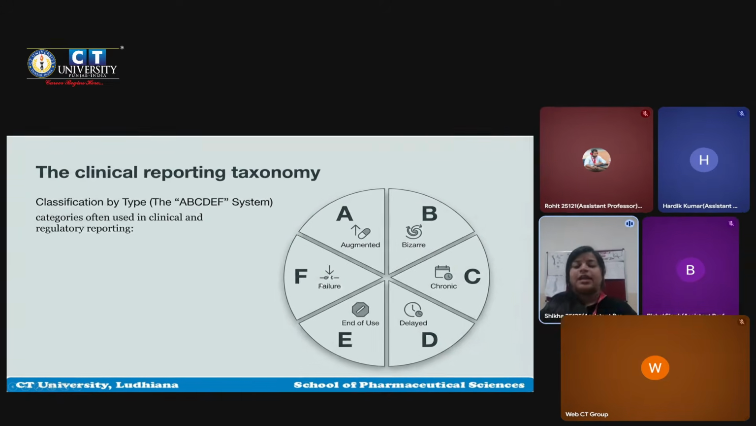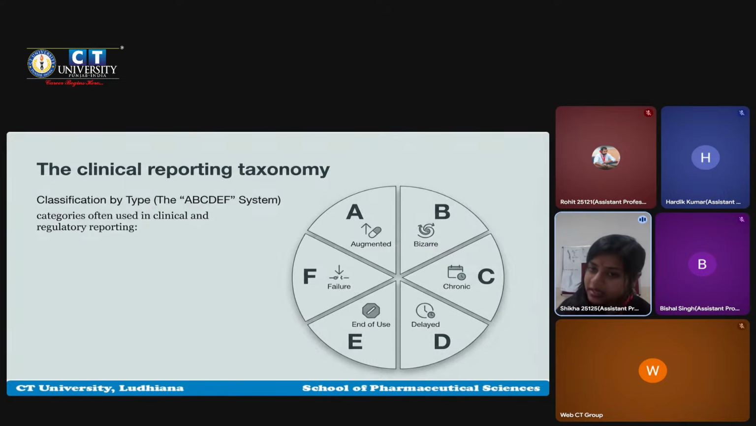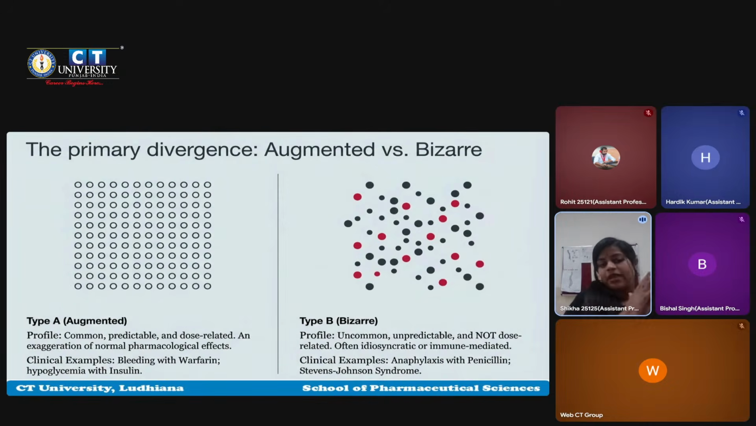Type A stands for augmented, which is predictable and common. Type B stands for bizarre, which is unpredictable. Type C stands for chronic, that is for long term treatment. Type D stands for delayed, type E stands for end of use, and type F stands for failure. Again, I'm going to brief it.